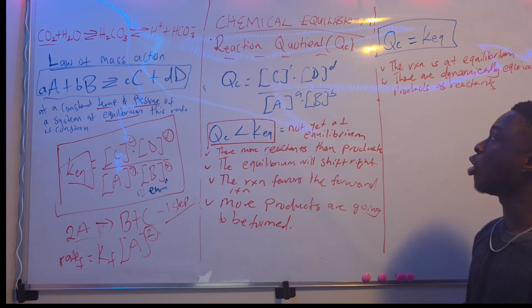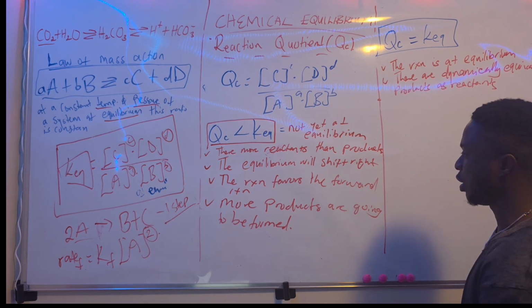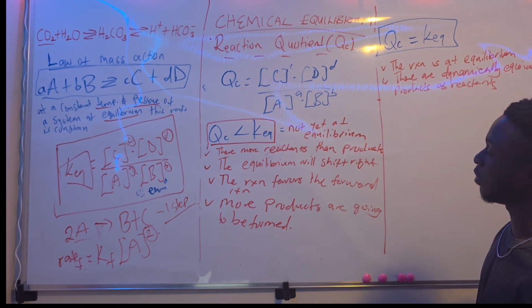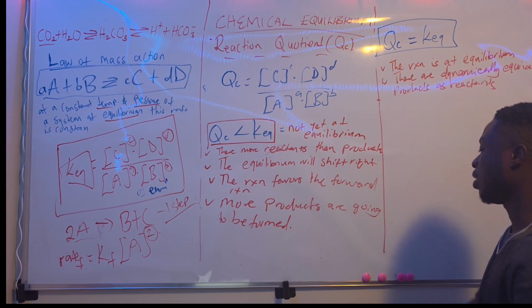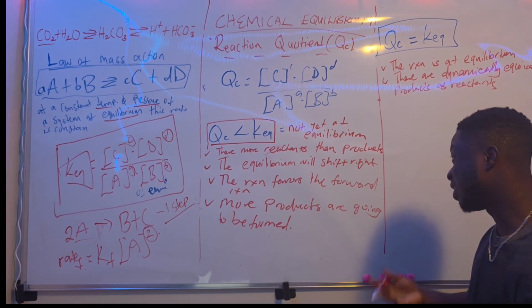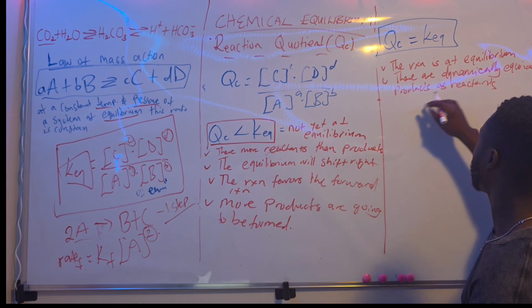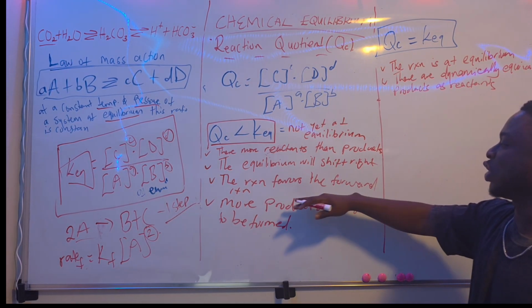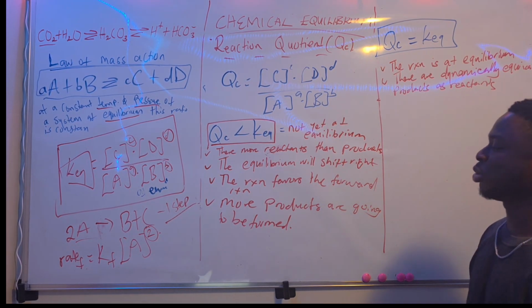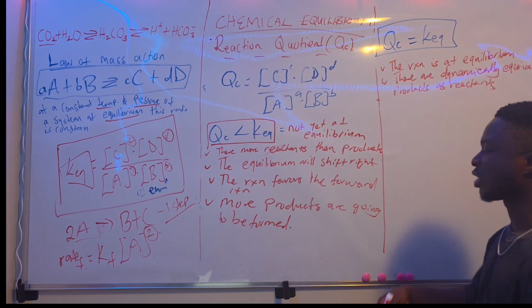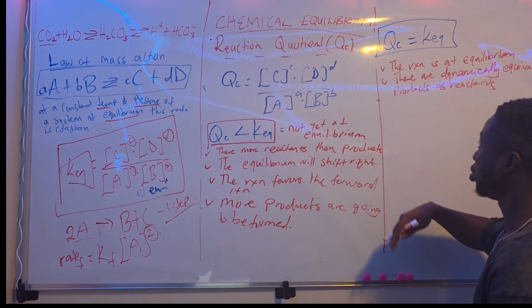It means that they are dynamically equal. It means if you take products out of the equation, the reaction is going to favor such that some of those products are formed more to maintain the balance. And once they're like that, the reaction is not going to favor any forward or reverse reaction. No more products or reactants are going to be formed. So this is pretty simple.